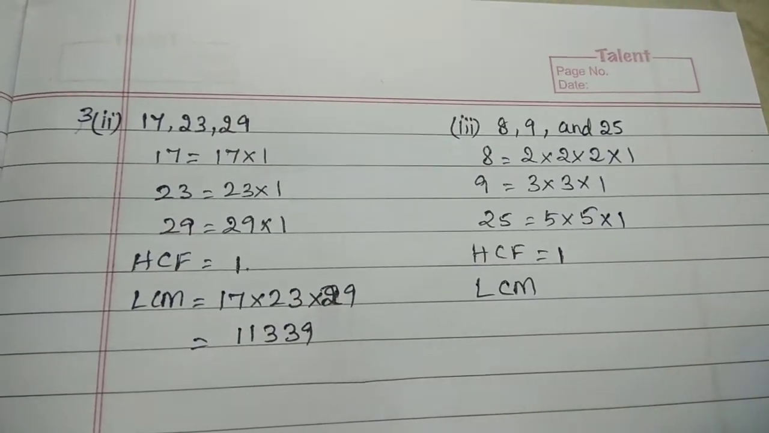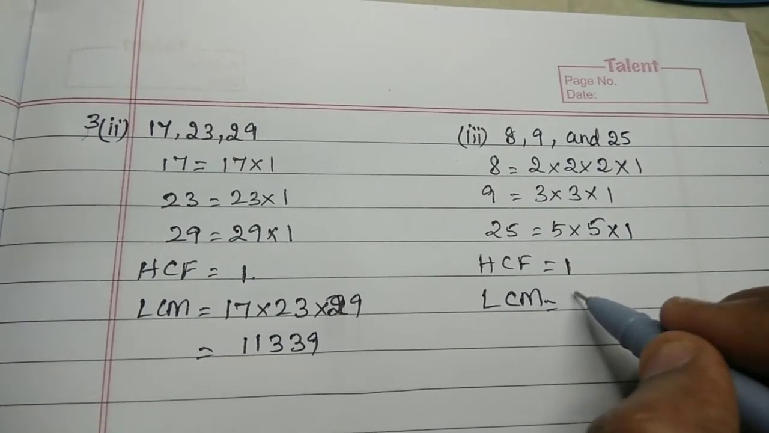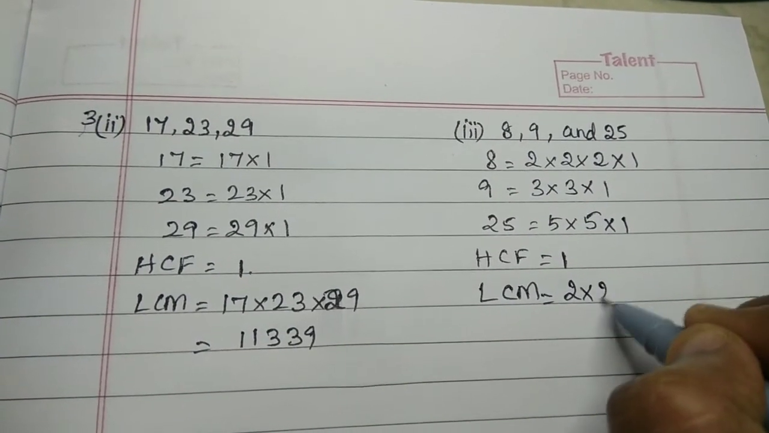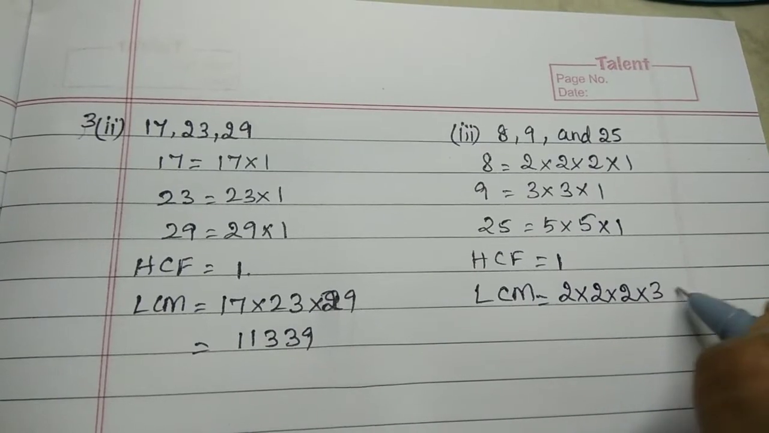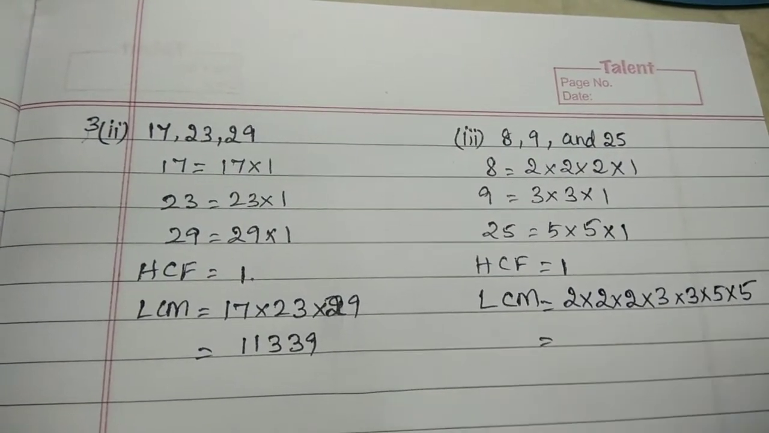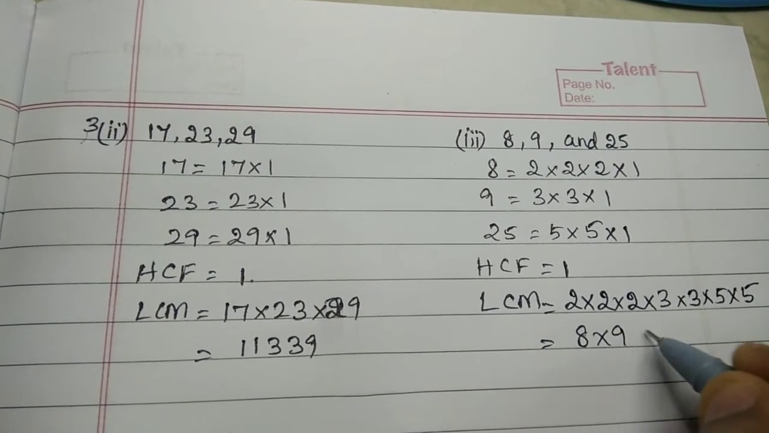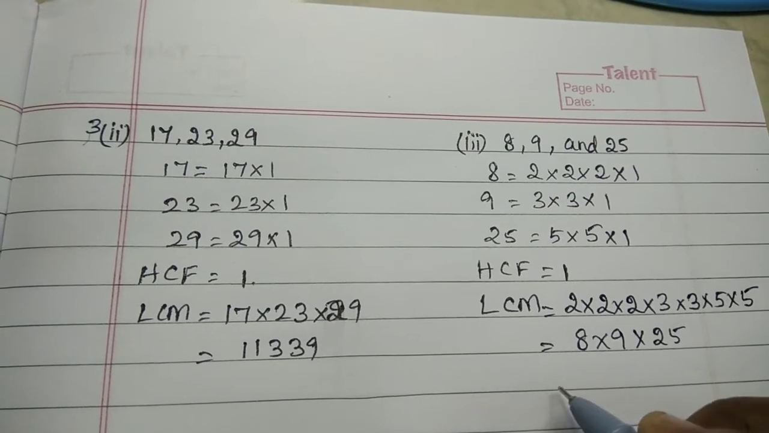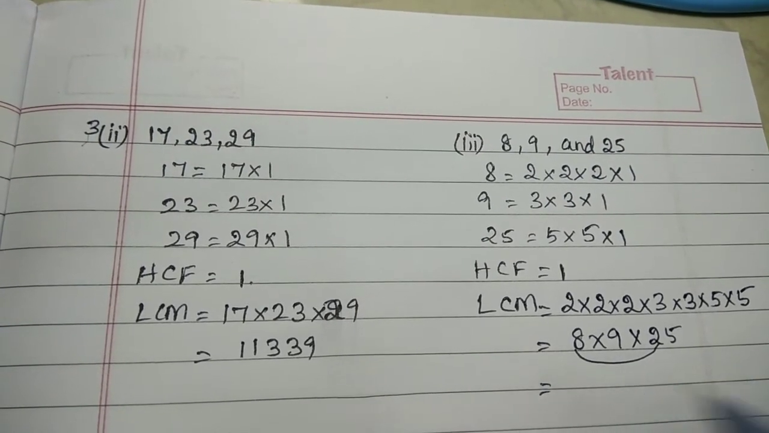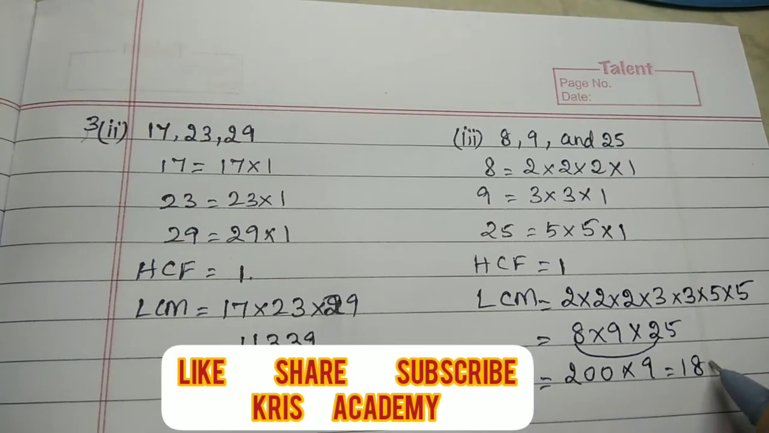So what will be the LCM? You have to write all the primes: 2 into 2 into 2, into 3, into 3, into 5, into 5. So that will be equal to 8 into 9 into 25. So 25 into 8 will be 200, into 9 will be 1800.